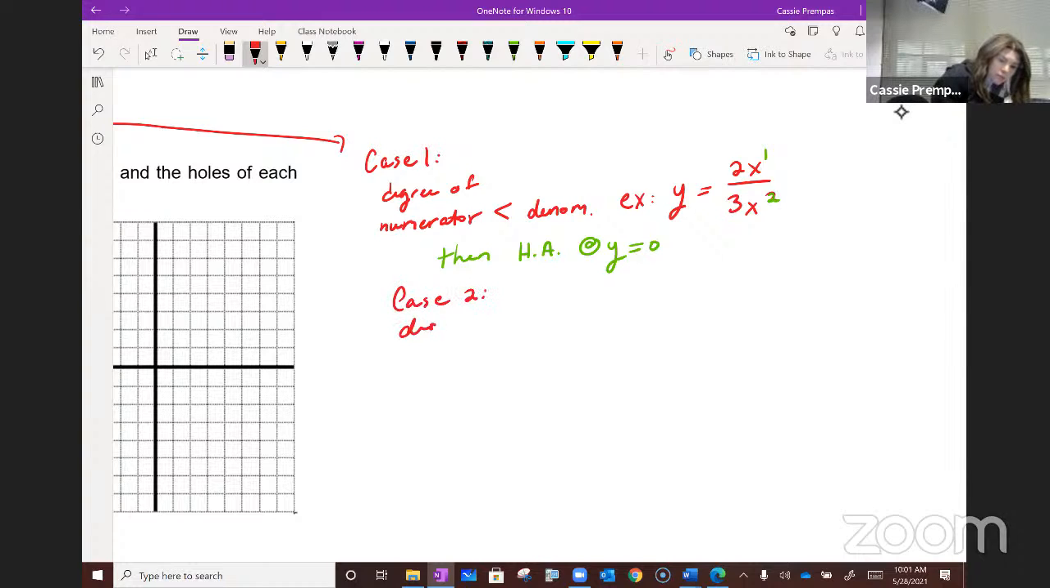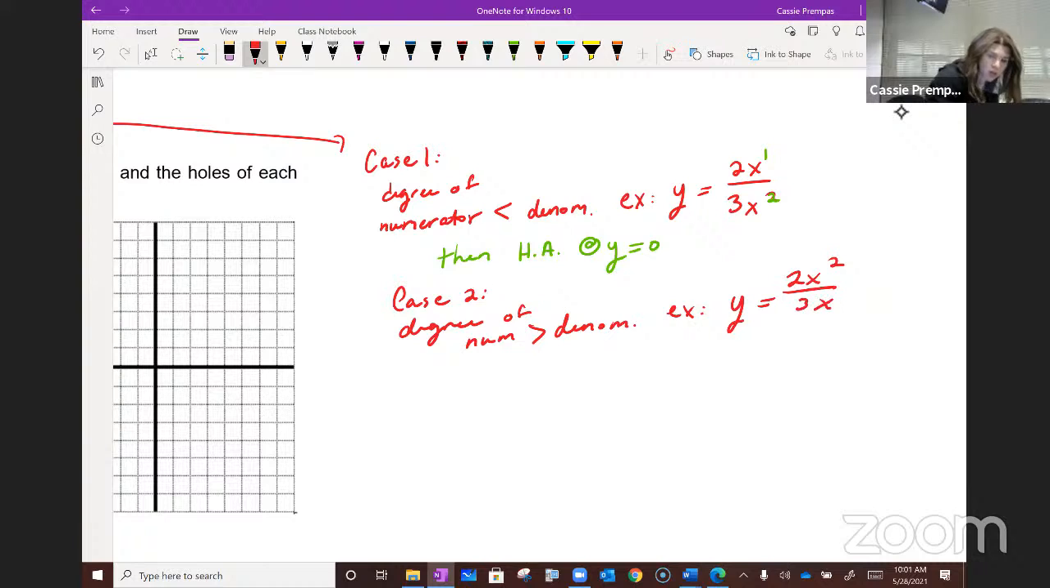Case number 2. If the degree of the numerator is greater than that of the denominator, for example, if I have something like y is equal to 2x squared over 3x, then, do you guys remember what the horizontal asymptote is? None. Awesome. You guys have good memories. And then lastly, case number 3.